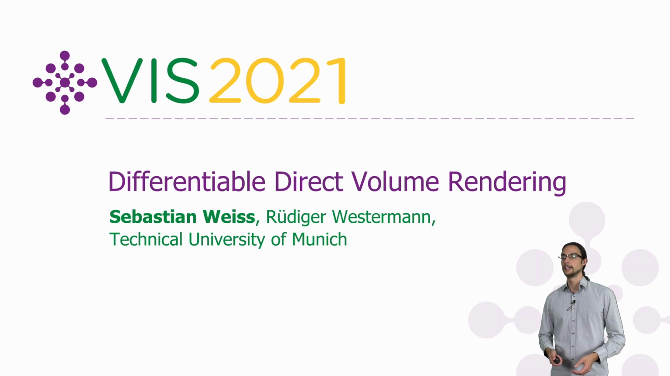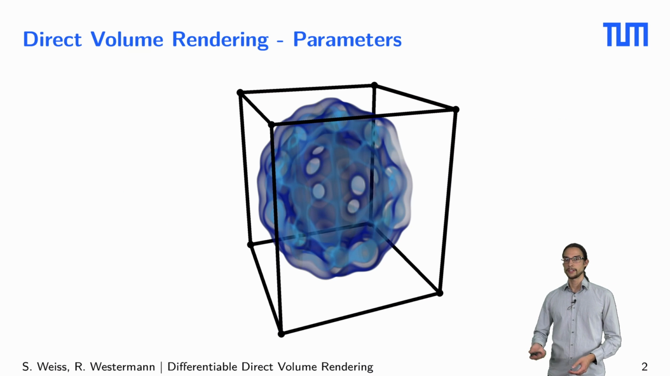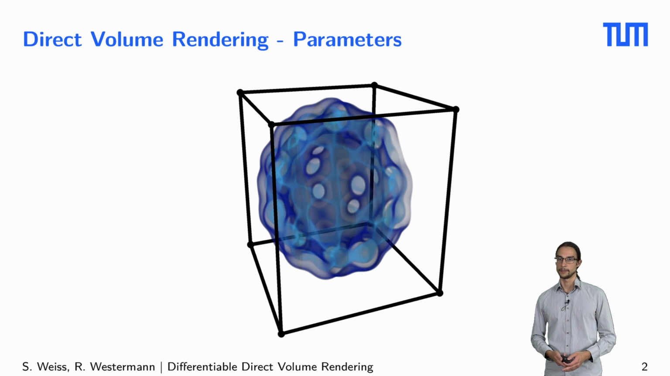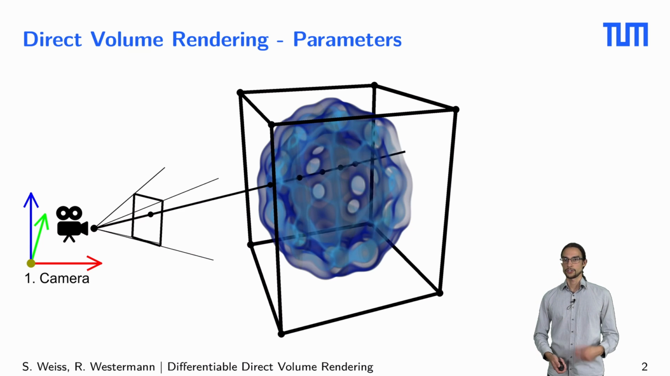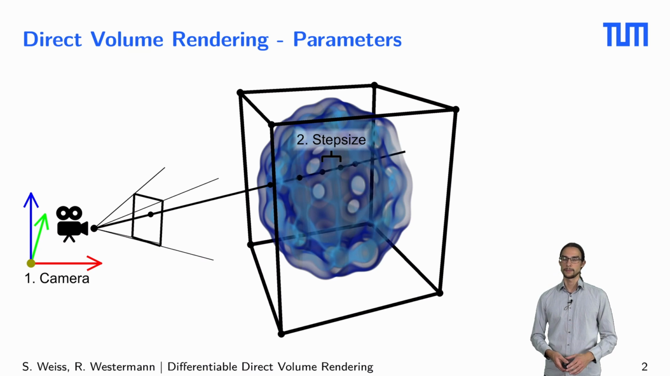differentiable. In direct volume rendering there are four main sets of parameters. The first one is the camera. Where is it located? In which direction does it point? From the camera, rays are shot through the object, and because the volume rendering integral can't be solved analytically, discrete steps along the ray have to be taken. And this gives rise to the second parameter, the step size.